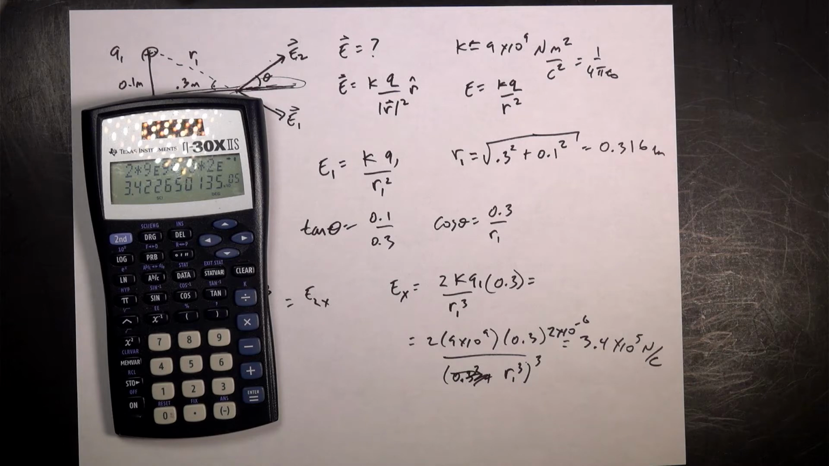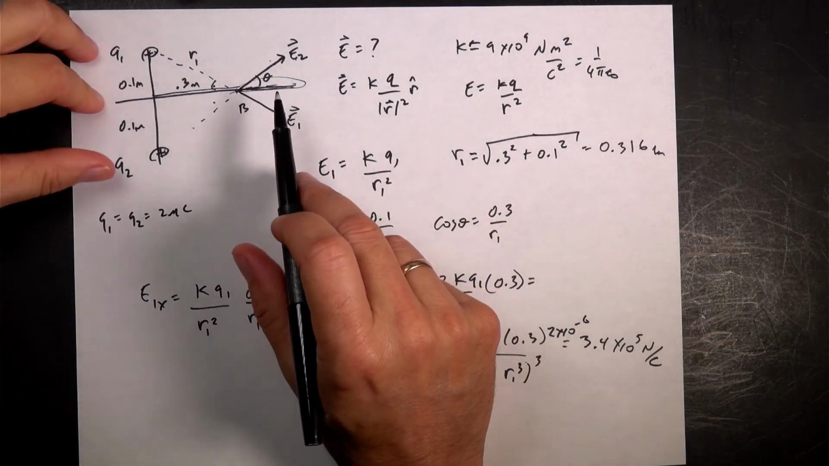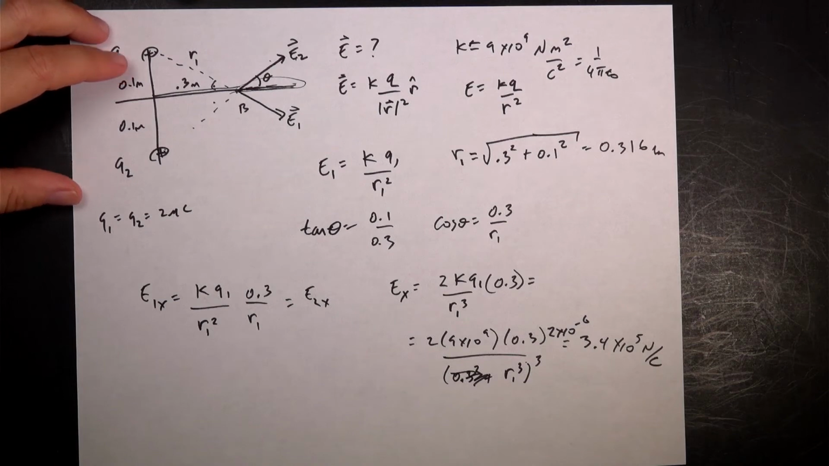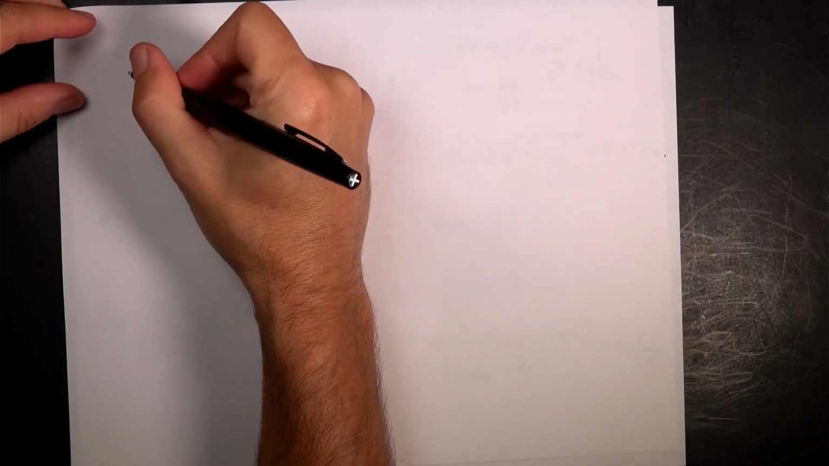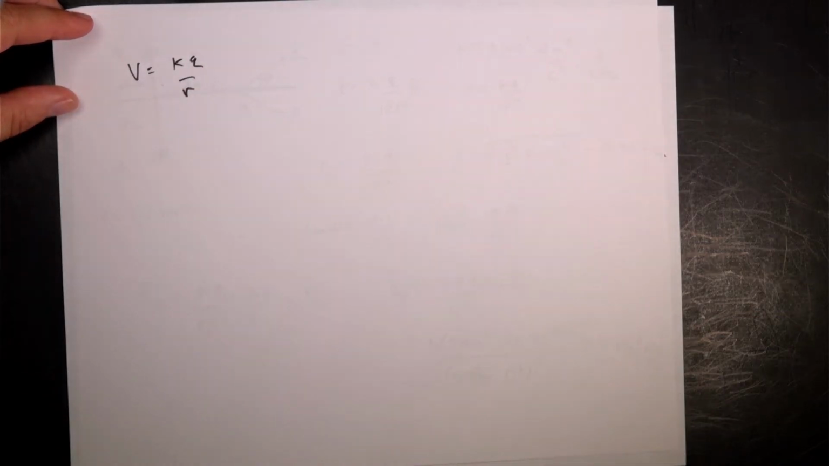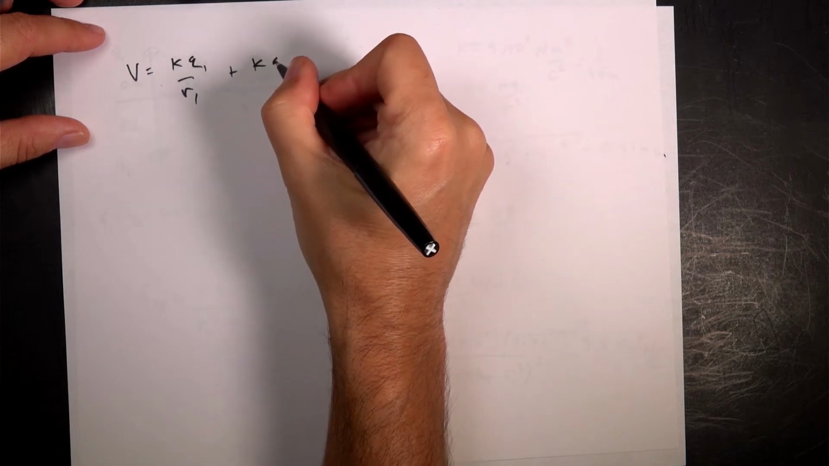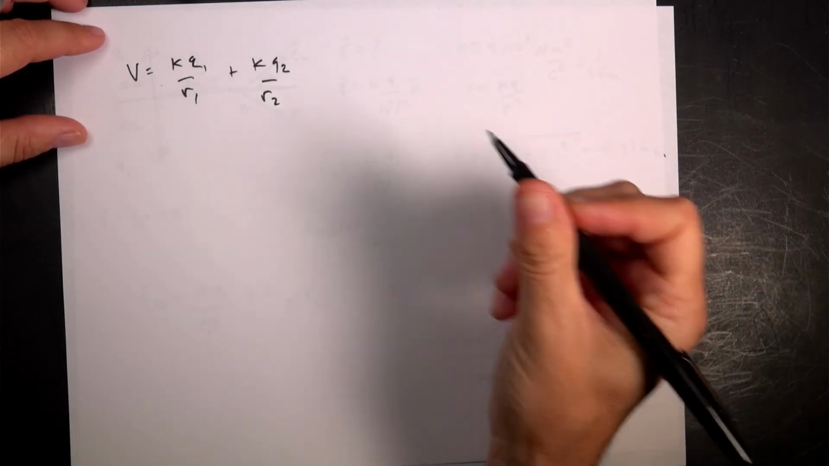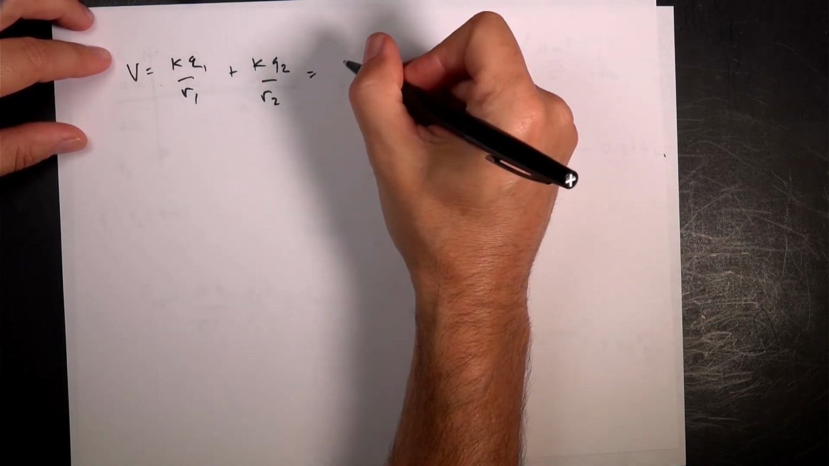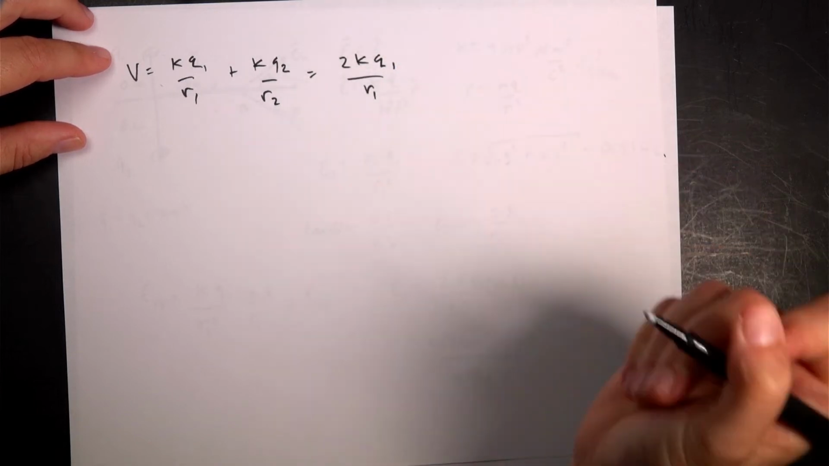Okay. Now, what about the electric potential? So the potential, we do the same thing. The only difference is that the potential due to a point charge is a scalar value. So V equals KQ over R. So I can again calculate this as KQ1 over R1 plus KQ2 over R2. But I already know R1, and this is the same as R2. So this is really just going to be 2KQ1 over R1. That's it.